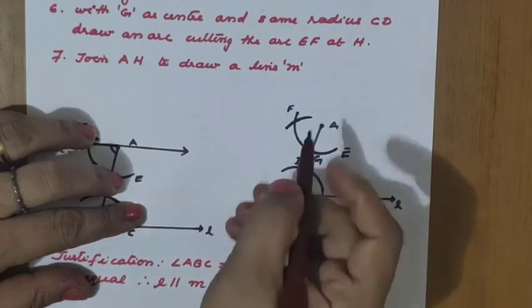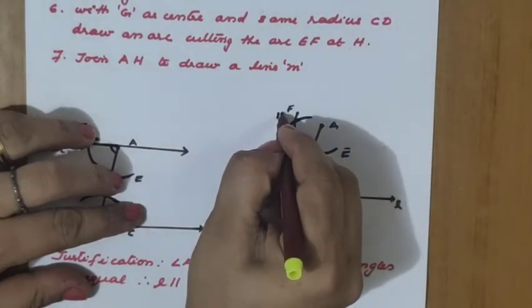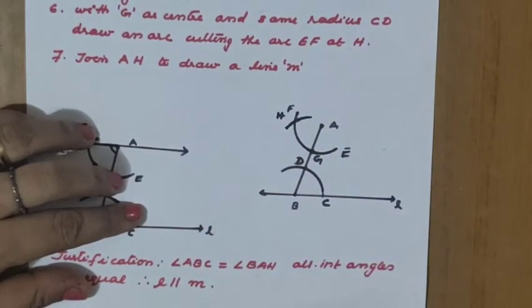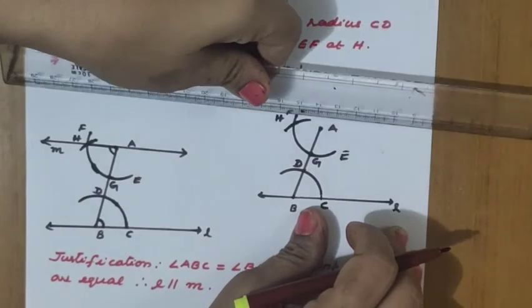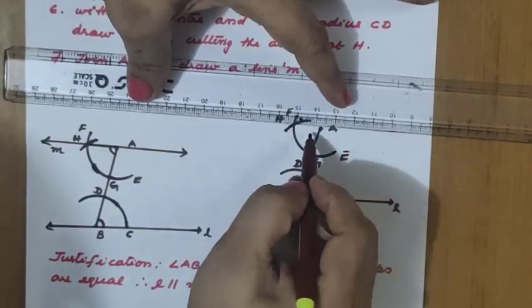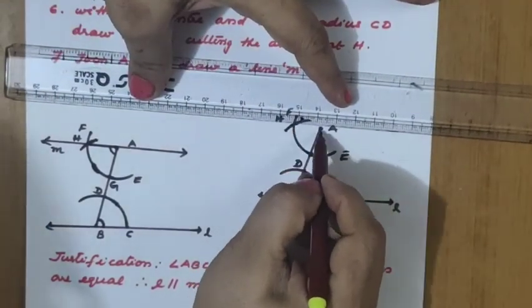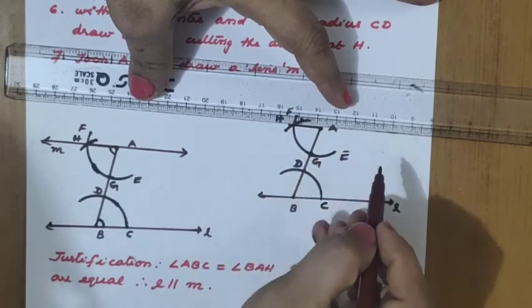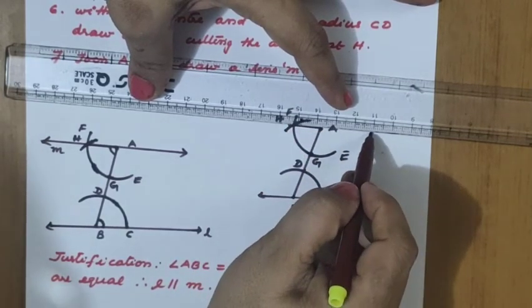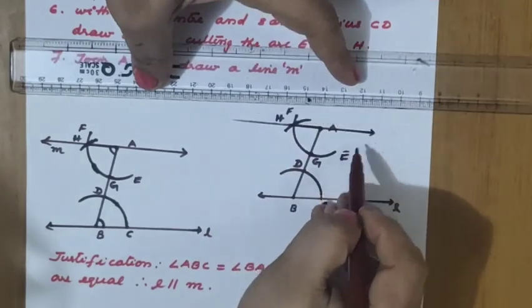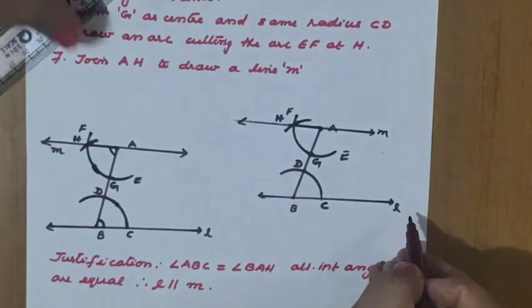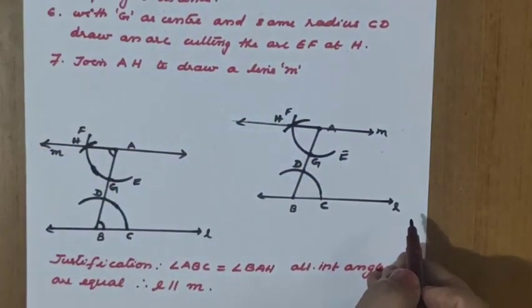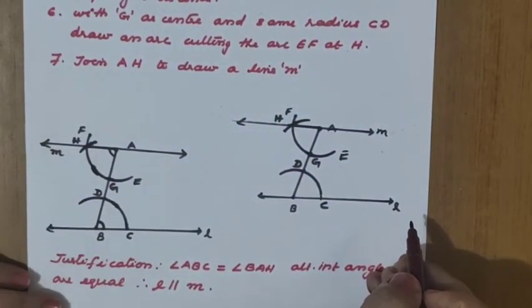I think the idea is clear to you. So here I will put H only. Now what is the first step? We have to join AH. First join AH, right? Then extend. Now I'll write here M, here L only. So M and L are parallel. Now I think the steps are very clear to you.